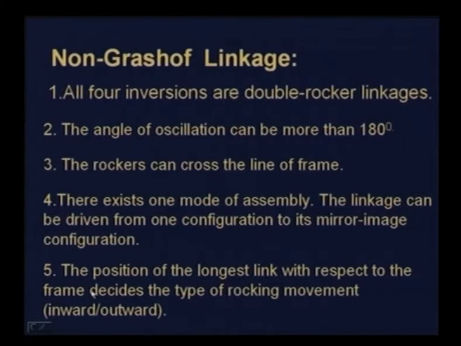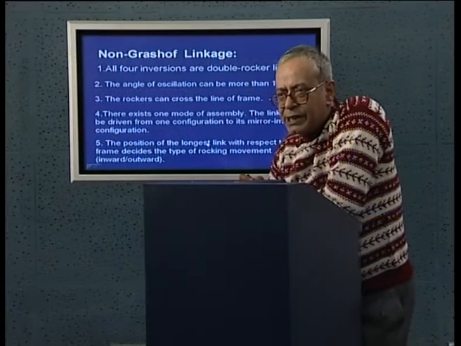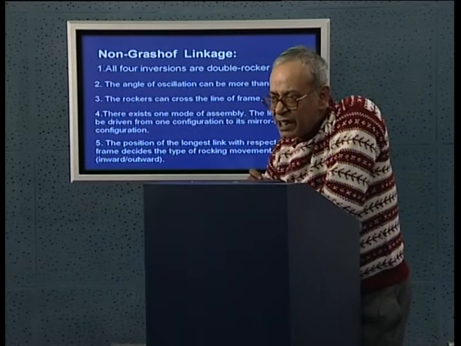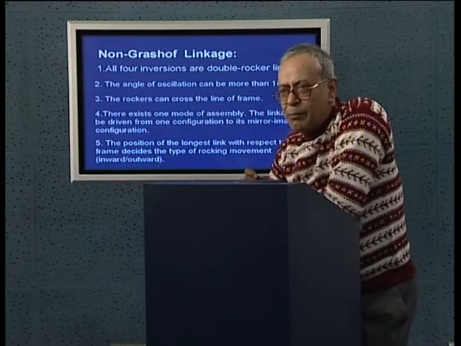And lastly, it is the position of the shortest link with respect to the frame that decides the type of movement. That is, if the shortest link is frame, then it is a double crank. If the shortest link is the coupler, then it is a double rocker, whereas if the shortest link is connected to the frame, then it is a crank rocker with shortest link as the crank.